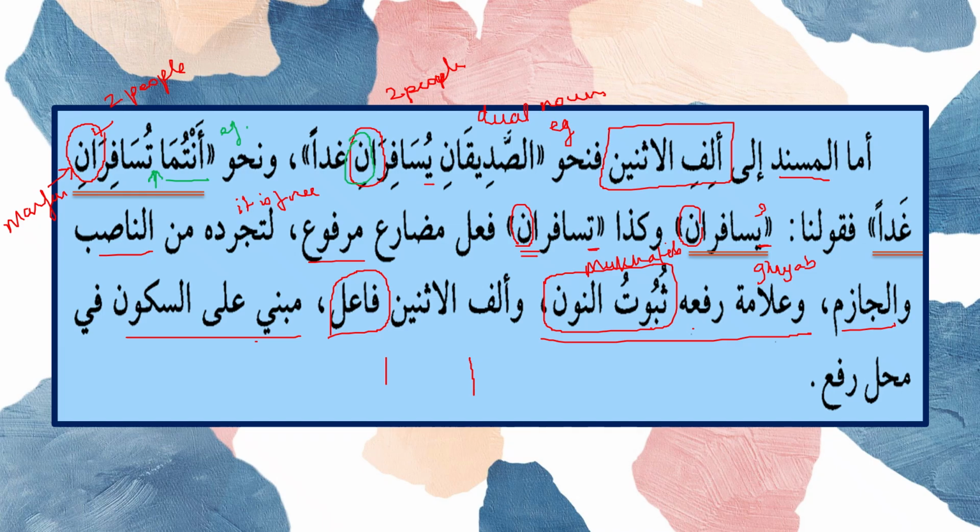Always the structure is fixed. Whenever you see the long vowel alif or the damir alif, a sukoon is imagined or assumed over it. That's why in i'rab we say mabni 'ala sukoon fi mahall raf'. Why is it raf'? Because the damir alif al-ithnayn is representing the fa'il, and the fa'il is always in the raf' case. So this is how we do the i'rab of the present tense, of the damir alif, the alif al-ithnayn and the noon present.